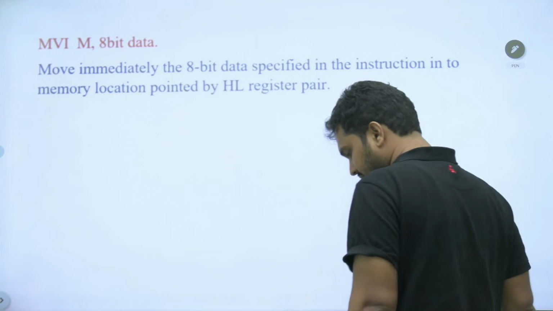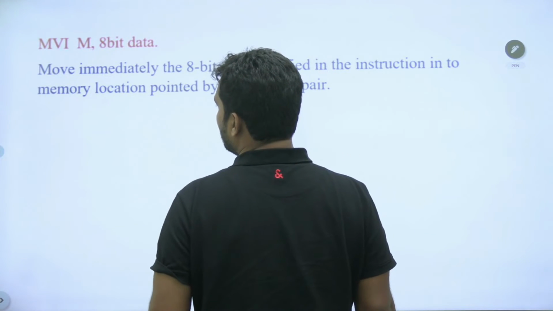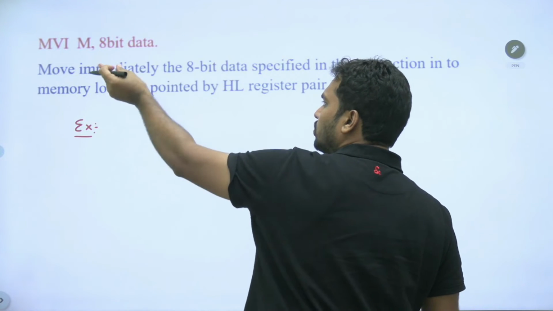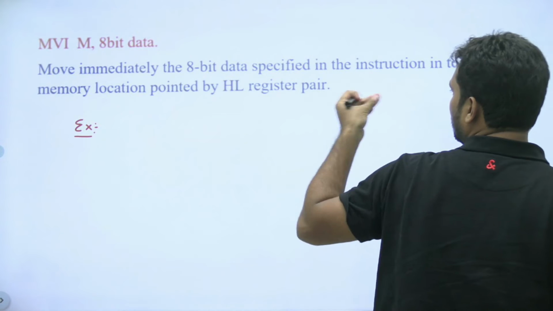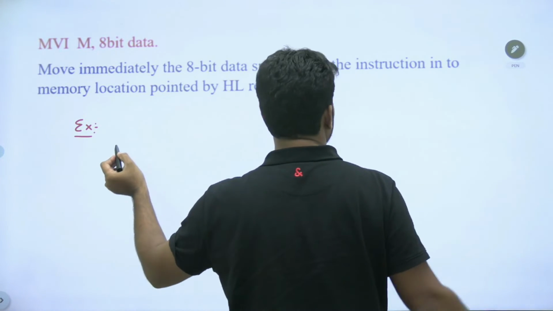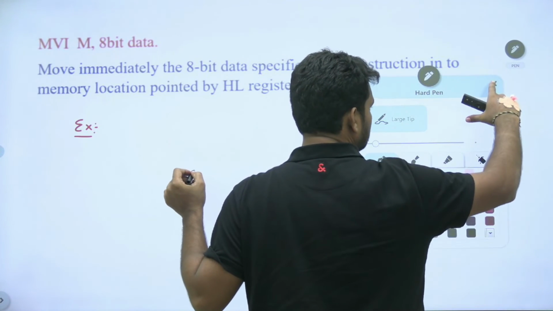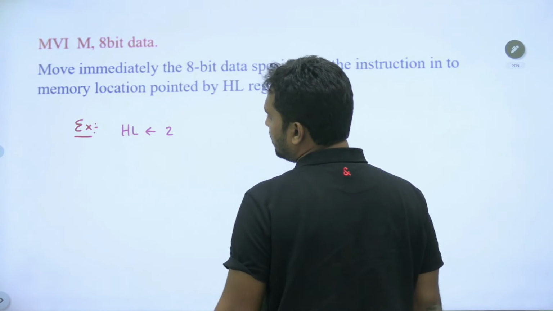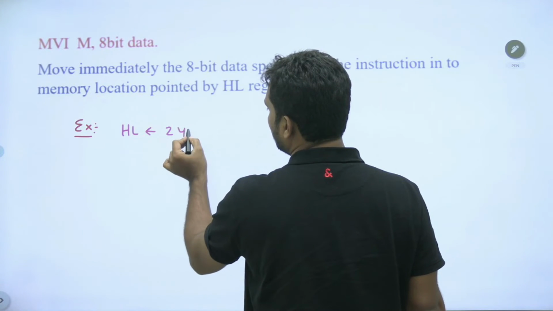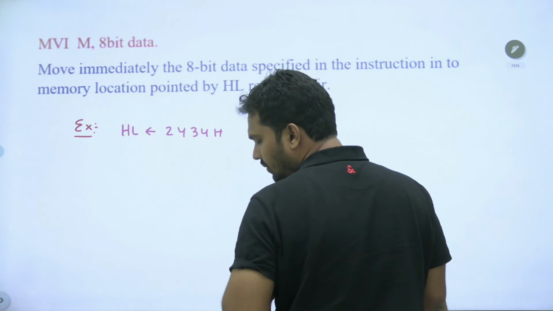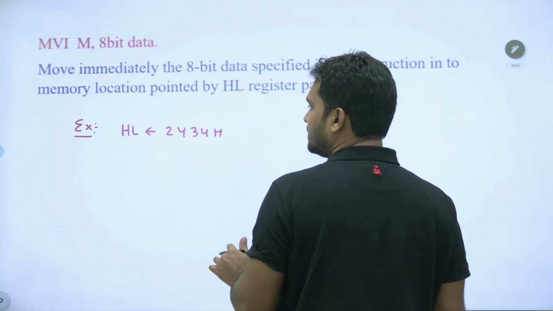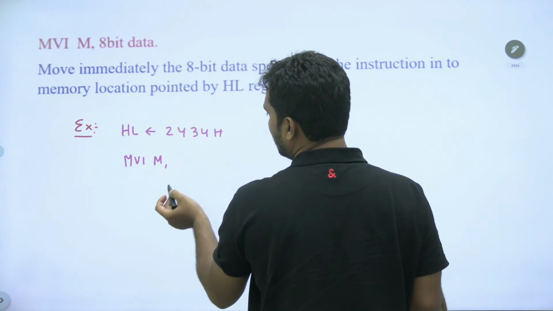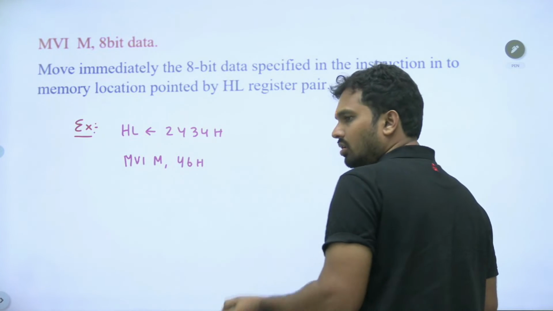Okay, so listen here. Let's take one example. I'm not reading these lines because I'm anyway explaining. Move immediately the 8-bit data specified in the instruction to the memory location pointed to by the HL register pair. Say, for example, HL contains any random number, always, 2434, just for a change. Okay, and already HL is having this. And now I say MVI M, 46 hexadecimal. Now what happens, let us see.